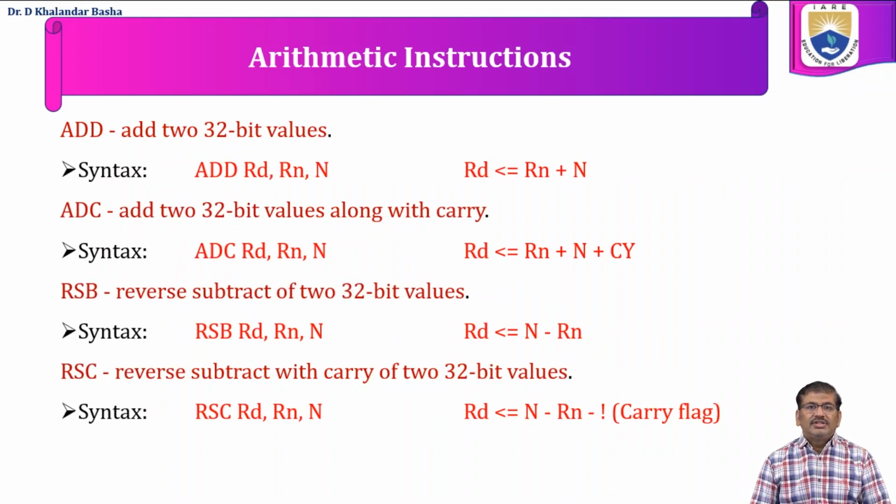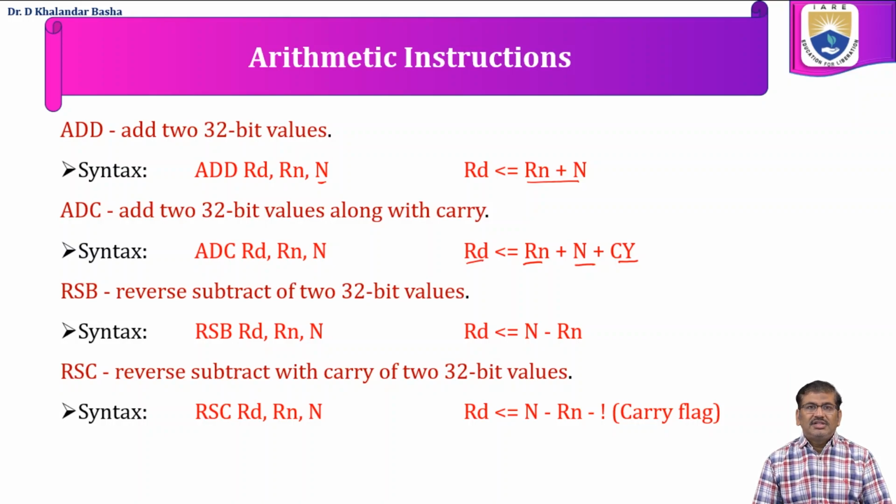The ADD instruction is used to perform the addition of the contents of Rn and N, where N is the barrel shifter output. The Rn register is added with N and the result is stored in the Rd register. Next one is ADC. This is used to add two 32-bit values along with the carry flag. The syntax of this instruction is ADC, Rd, Rn and N. This instruction adds the content of the Rn register with the barrel shifter output, that is N, along with the carry flag, and the result is stored in the Rd register.